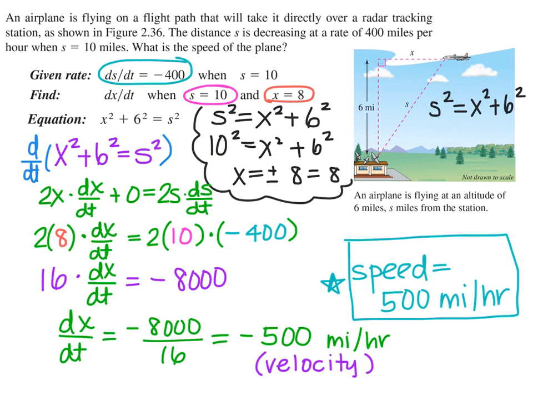So that leaves me with solving for dx/dt, which I do, and I find it to be negative 500 miles per hour, which represents velocity. Because we're talking about dx, so that's x, that's the distance that we're going away from this radar tracking station. So it's moving at 500 miles an hour, so we can just say that the speed is a positive 500 miles an hour.